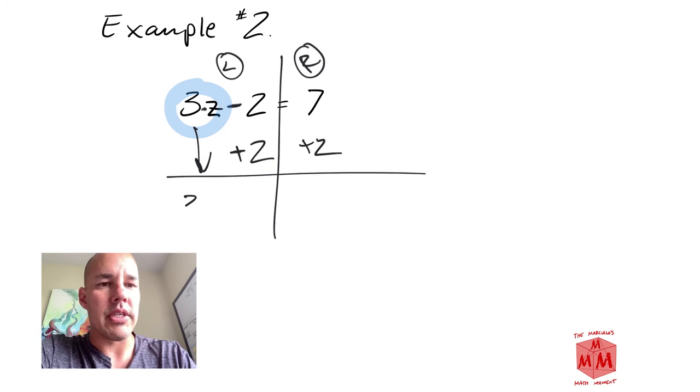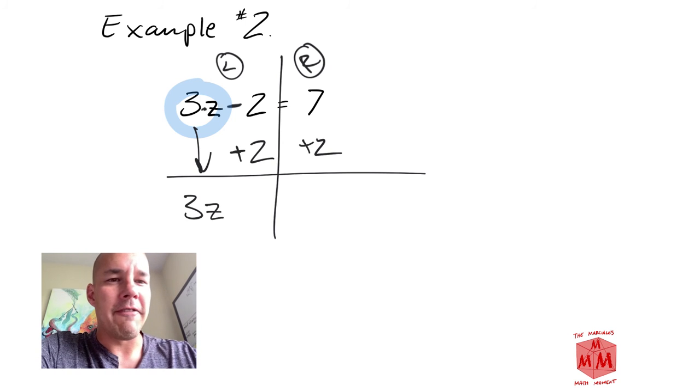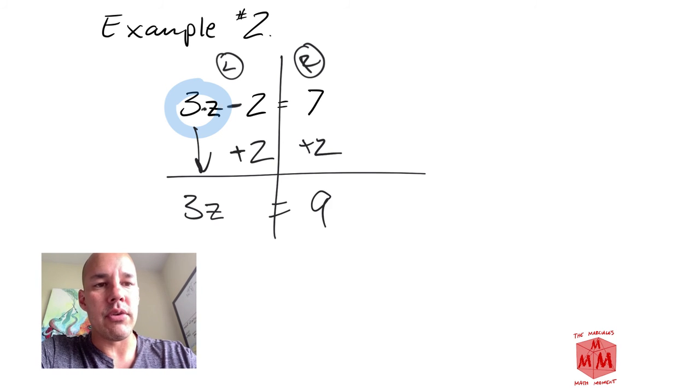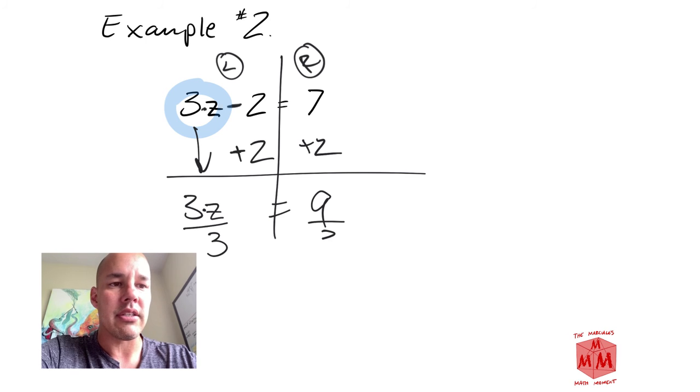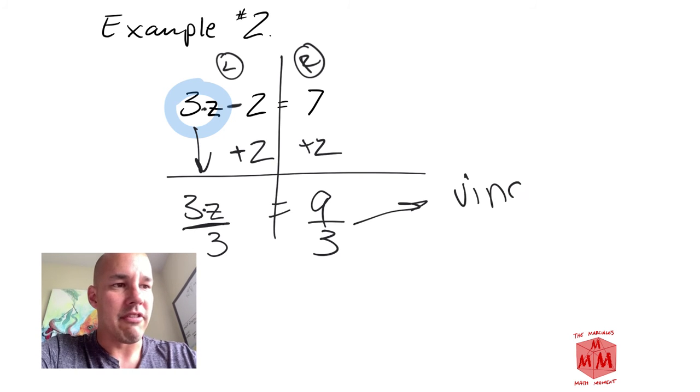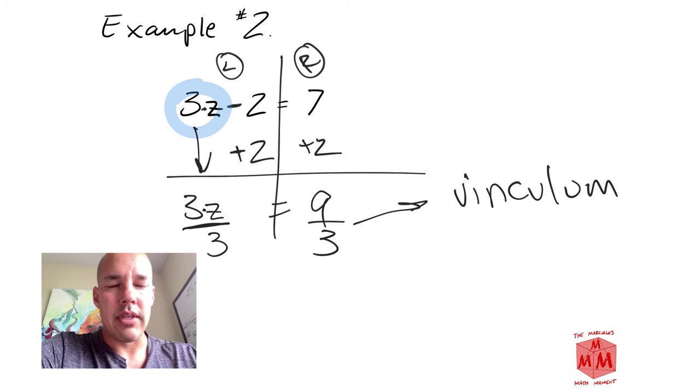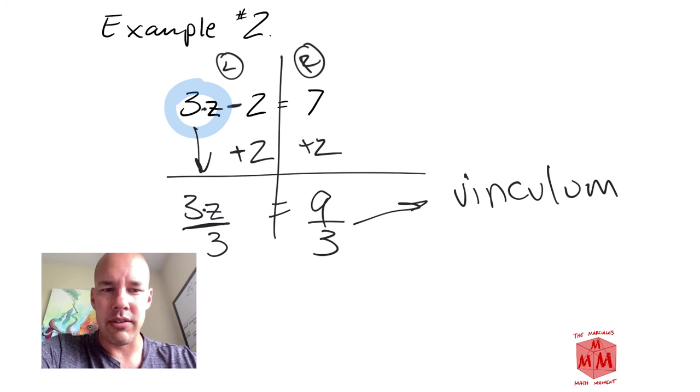So 3z, 3 times z, comes right down. I have negative 2 plus 2, that equals 0, so I'm not going to write anything. 7 plus 2 is 9. Next thing we have to do is undo the multiplication that's happening between 3 and z. We undo it by using division. And in this case, division is just like the fraction bar, which has its own name, by the way. This bar is called the vinculum. And if I'm wrong, email me, let me know, or talk to me in class.